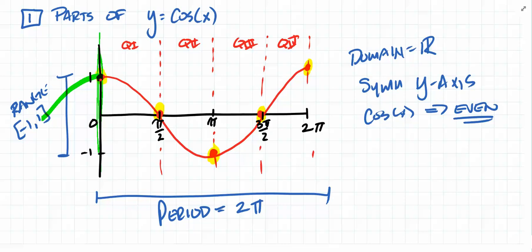Now, where is the cosine curve decreasing? 1 and 2. And what's the other way that we could say that? From 0 to pi. Perfect. Okay, nicely done.